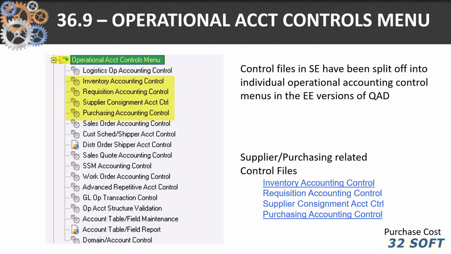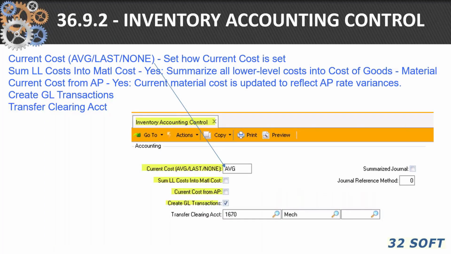In terms of control files, we've looked at 36.9, which contains the EE versions or sections of the control files that used to be in SE. And for supplier purchasing related control files, you've got the accounting, requisition, supplier consignment, and purchasing account. If you look at the inventory account, this is where you tell the system how you want that current cost to be calculated. The sum lower level cost to material cost lets you summarize lower level cost to material.